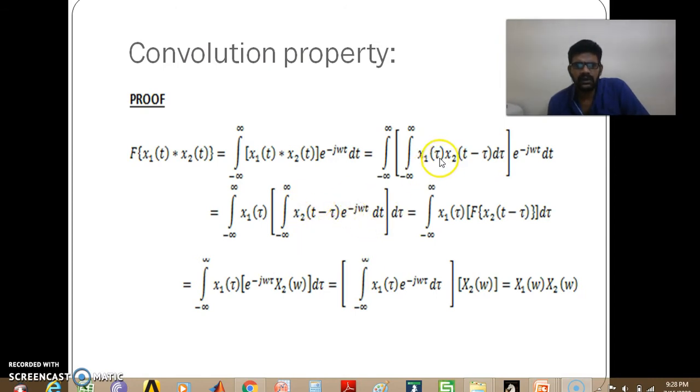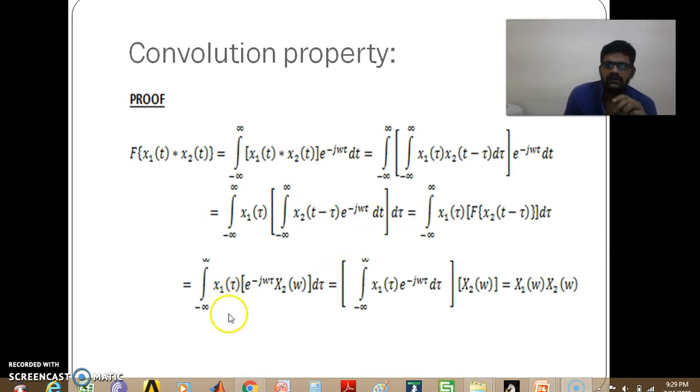I am trying to rearrange this function. I am letting x1 of tau and d tau outside and dt inside, so I am grouping the dt and d tau integrals. I am interchanging the order of integration. So this integral, the integral from minus infinity to plus infinity of x2 of t minus tau, e power minus j omega t dt, applying the time shifting property, is X2 of omega into e power minus j omega tau.